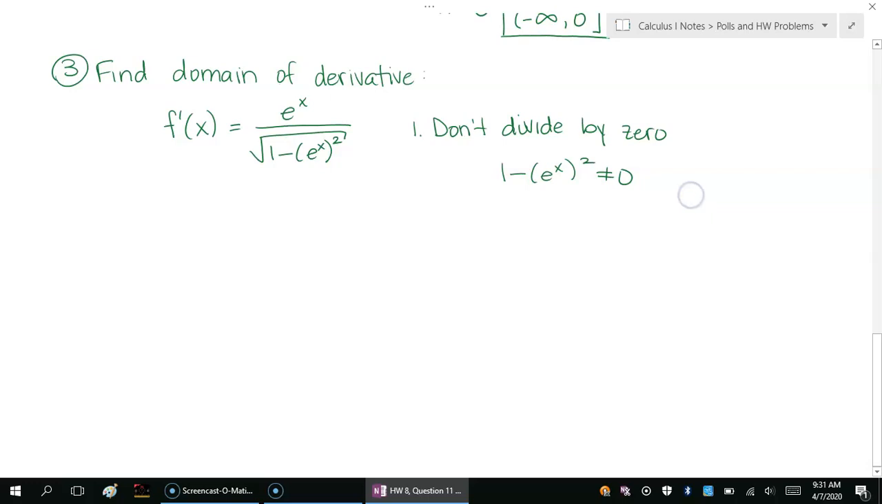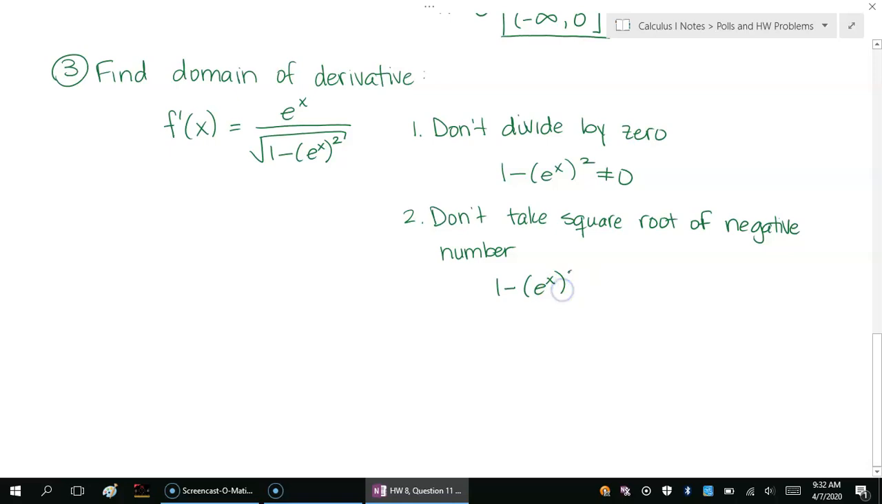The other thing that could go wrong is I could take the square root of a negative number, so we need to avoid that. What that means is that the stuff inside the square root has to be greater than or equal to 0, so I end up with 1 minus e to the x squared needs to be greater than or equal to 0.